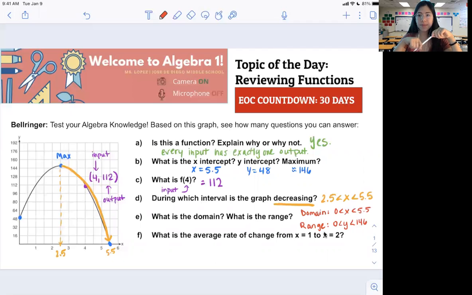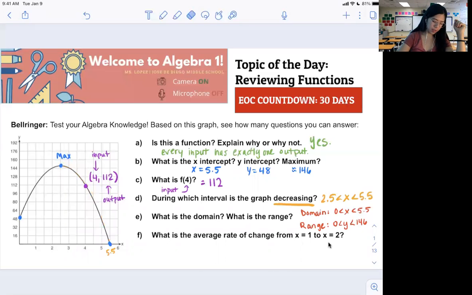Okay. Yes, quick question? That's not related to this. Okay, I should have been more clear. Last one. What is the average rate of change from X equals 1 to X equals 2?